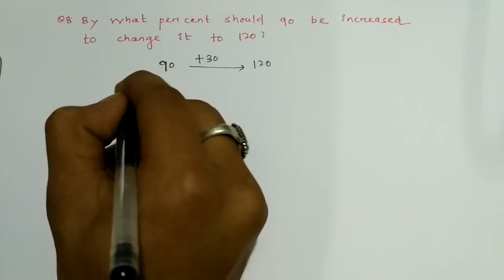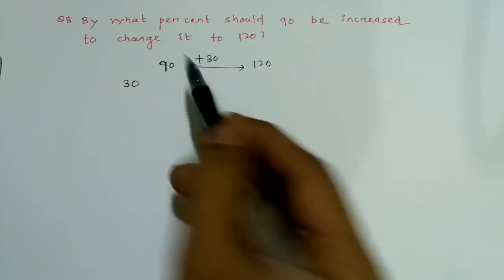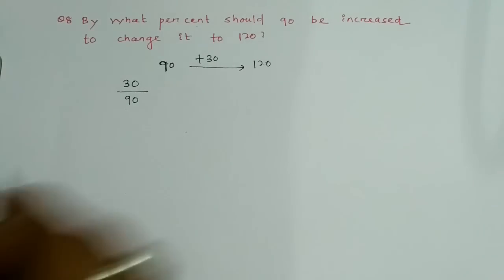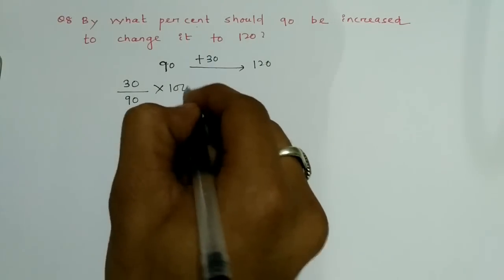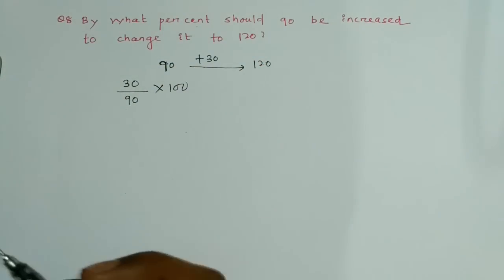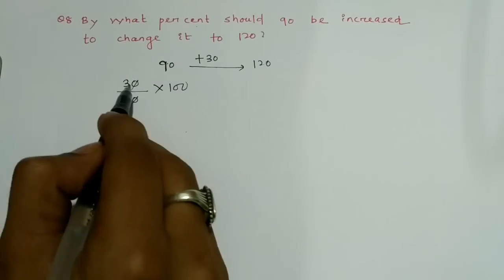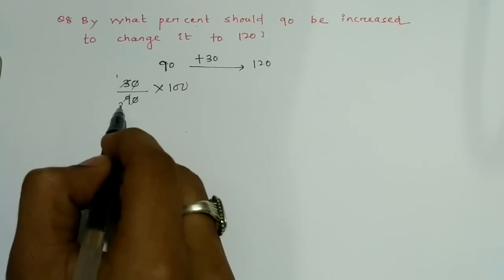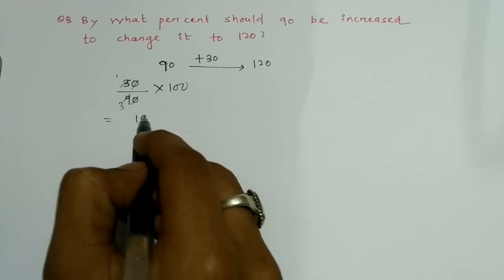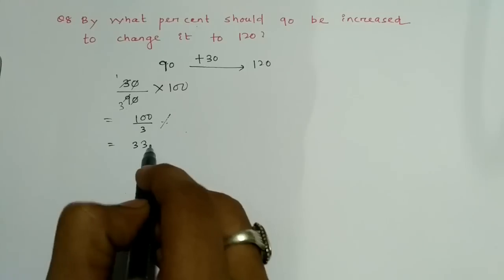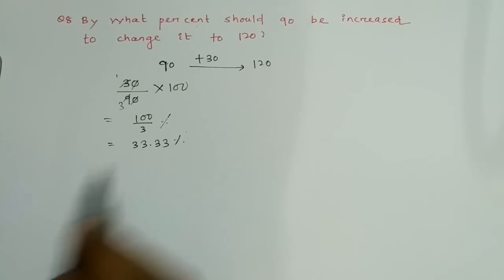So it will be 30, how much I increase, divided by the original value, multiplied by 100, because by what percent is asked. So we have to multiply by 100. So the 0 gets cancelled. 3 1s are 3, 3 3s are 9. So it will be 100 by 3. That means the percentage is 33.33 percent.